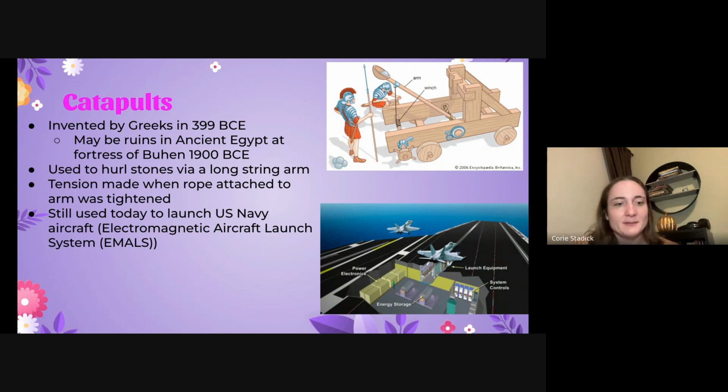and go hit something. So it is still used today to launch US Navy aircraft, which is cool. I just learned that today, by the way. They don't use rocks and string, though. They use an electromagnetic catapult, which I don't completely understand, but that's okay. It's still cool.